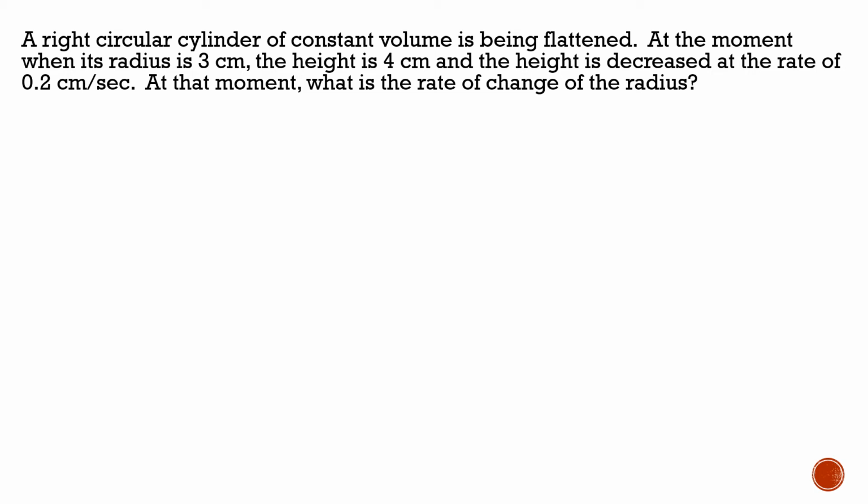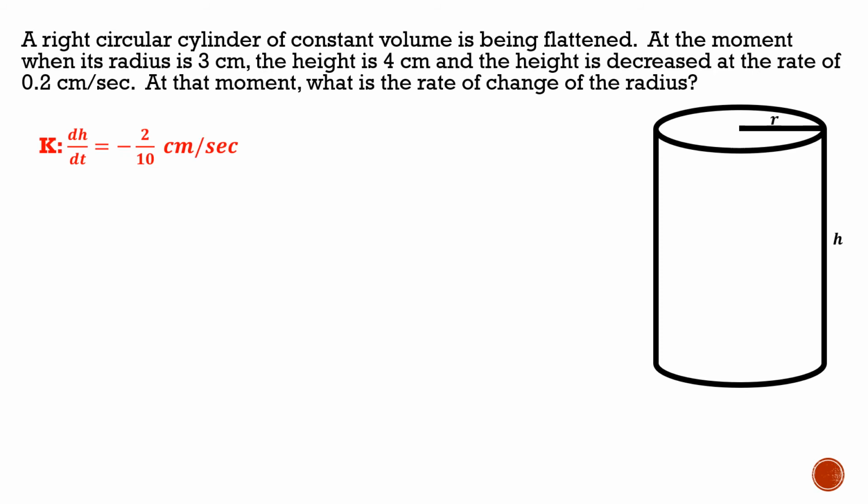So again, setting up my know, find, when, I have my know is dh/dt is negative 2/10 centimeters, or negative 1/5 centimeters per second. We're trying to find the rate of the radius, so dr/dt. And we know we're trying to find it when r is 3 and h is 4.